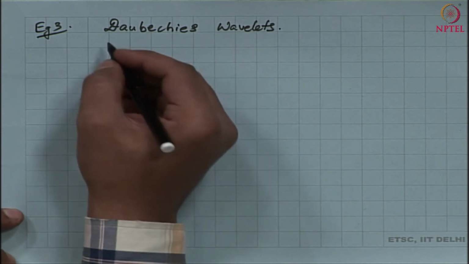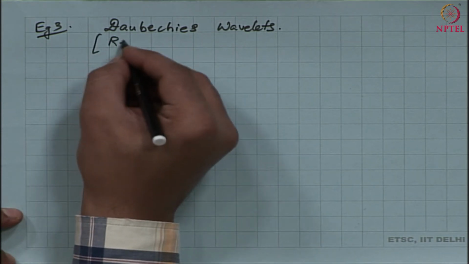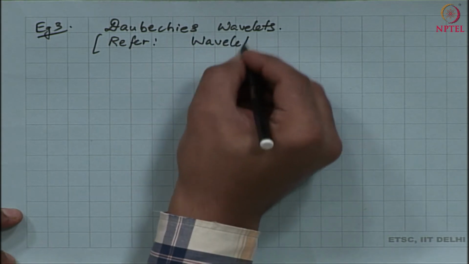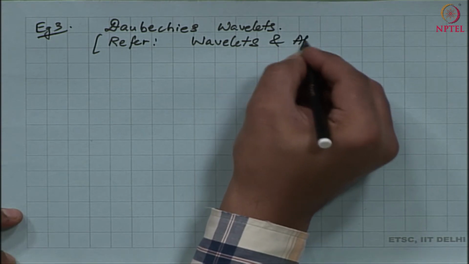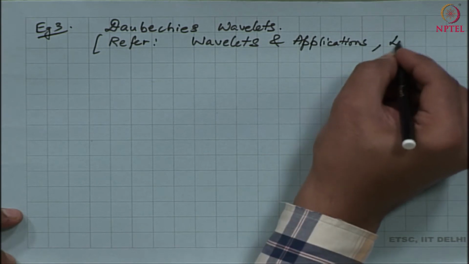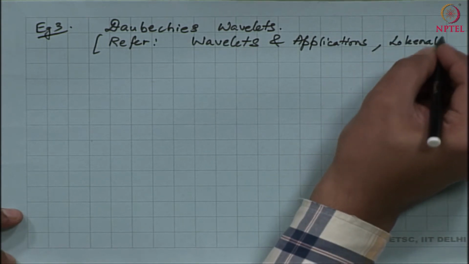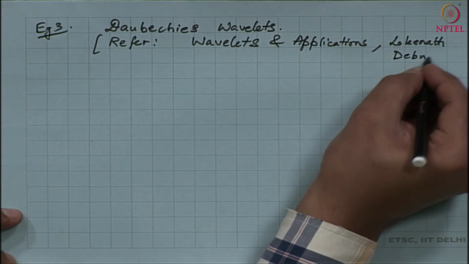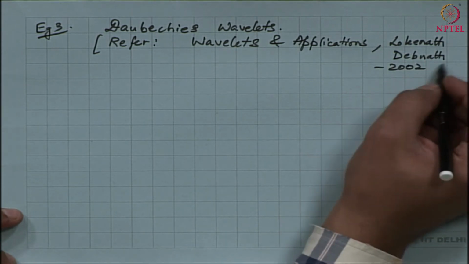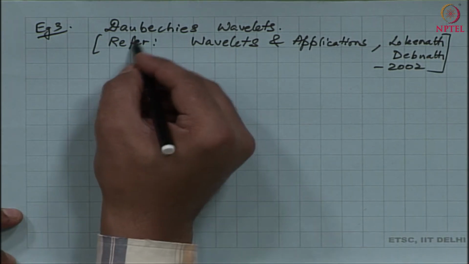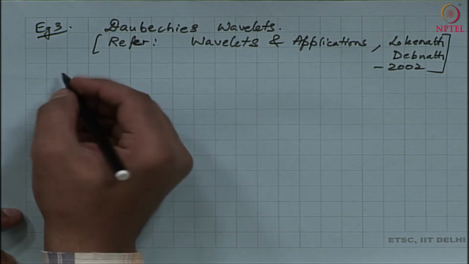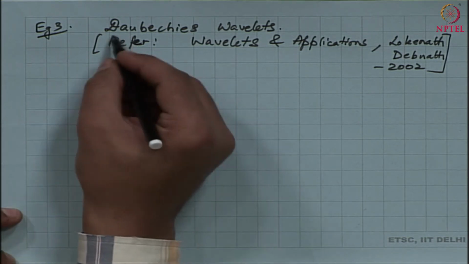Okay. Now, before I move ahead, I would like to highlight to the students that for a very detailed description of Daubechies wavelets, the students should refer to the following text: Wavelets and Applications by Lokenath Debnath. Okay, this was published by Birkhauser in 2002. So, some of these ideas are taken from this reference. Okay, so let me just highlight now the Daubechies wavelet.